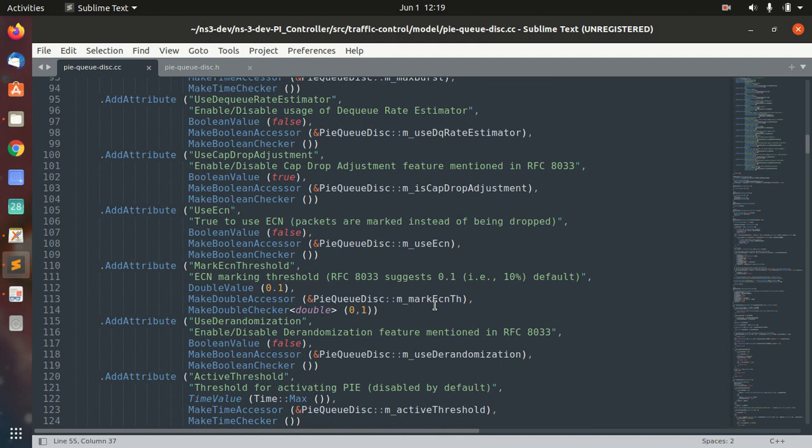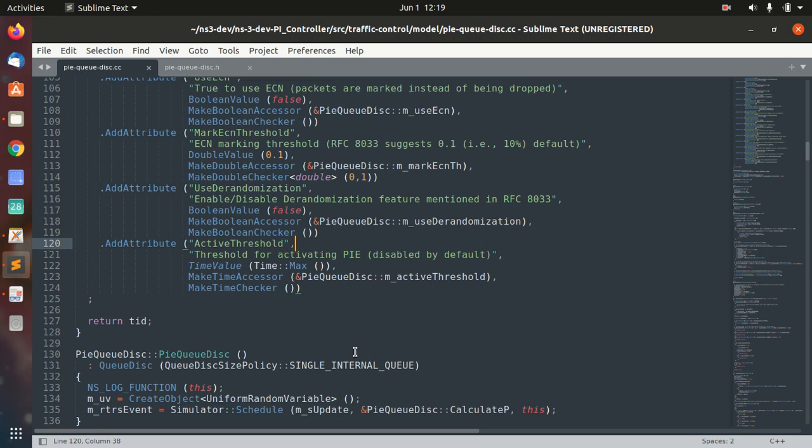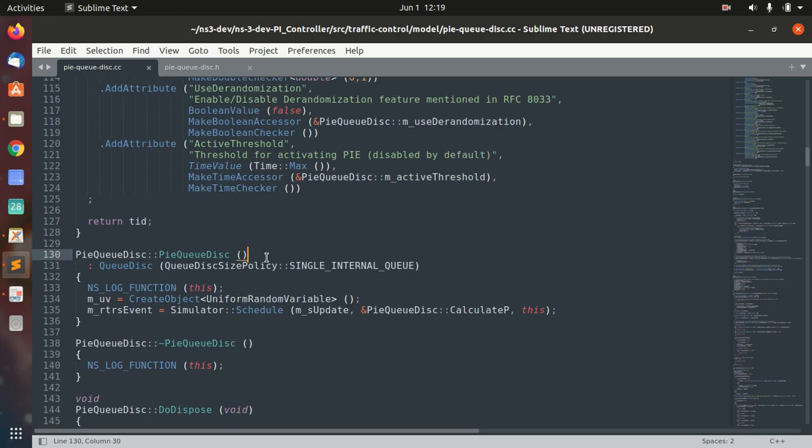Also it has a marking threshold value to compare with the drop probability, and it has an active threshold to decide when to activate the PIE algorithm. So the first part contains the constructor of the PIE algorithm.